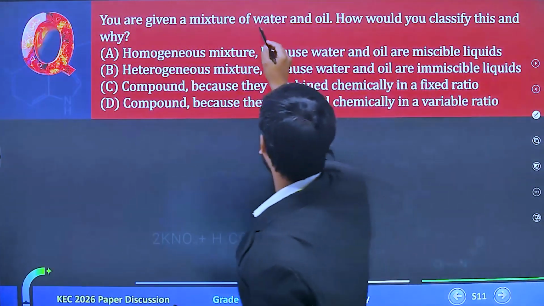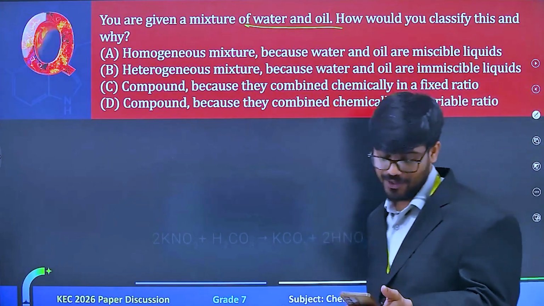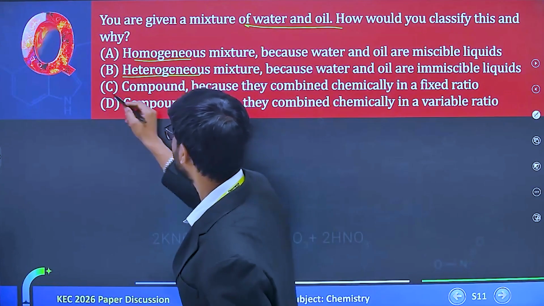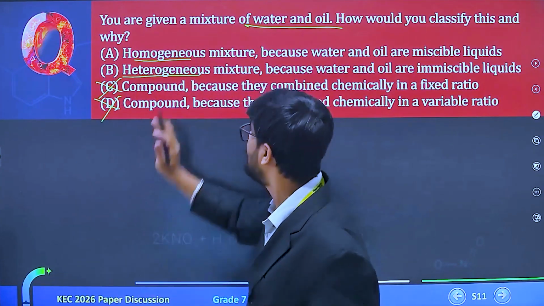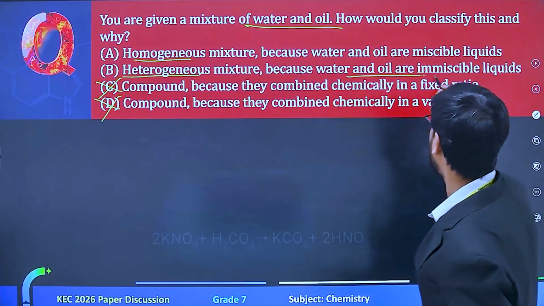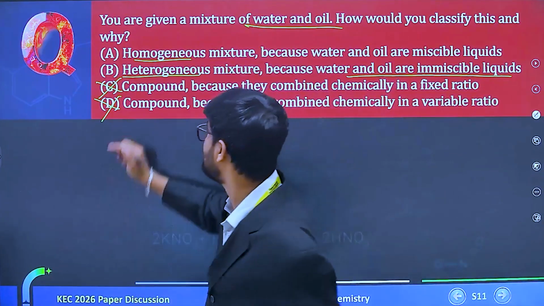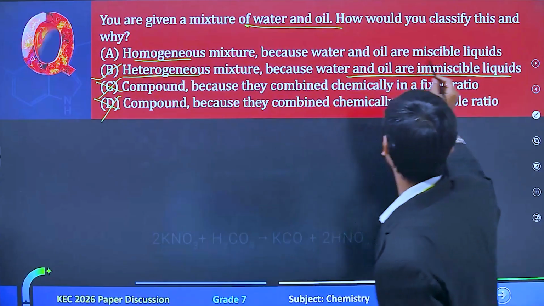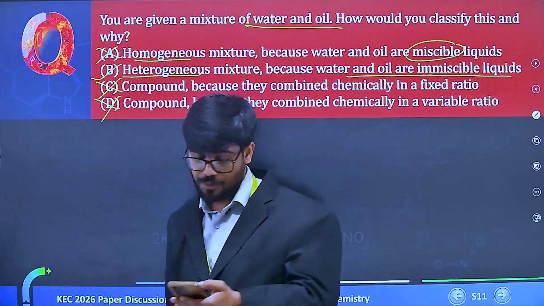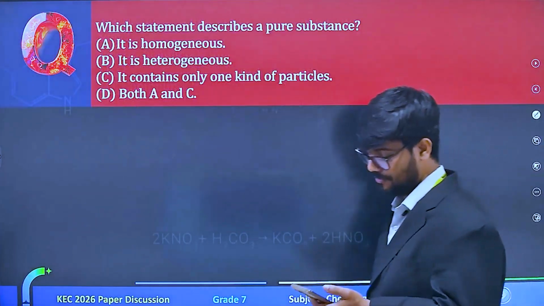You are given a mixture of water and oil. How do you classify this and why? Oil and water, it is heterogeneous, right? So heterogeneous. C, D wrong. Now let's continue the reading. Because water and oil are immiscible liquids. Yes, water and oil are immiscible. They do not mix with each other. So B is correct. The first one is saying they are miscible. No, they are not miscible. They are immiscible. So option B will be the correct answer here. Correct? Very easy question.